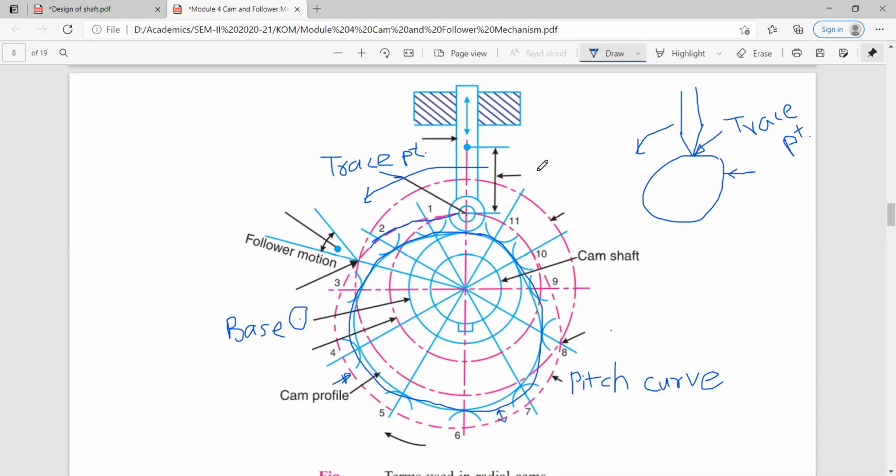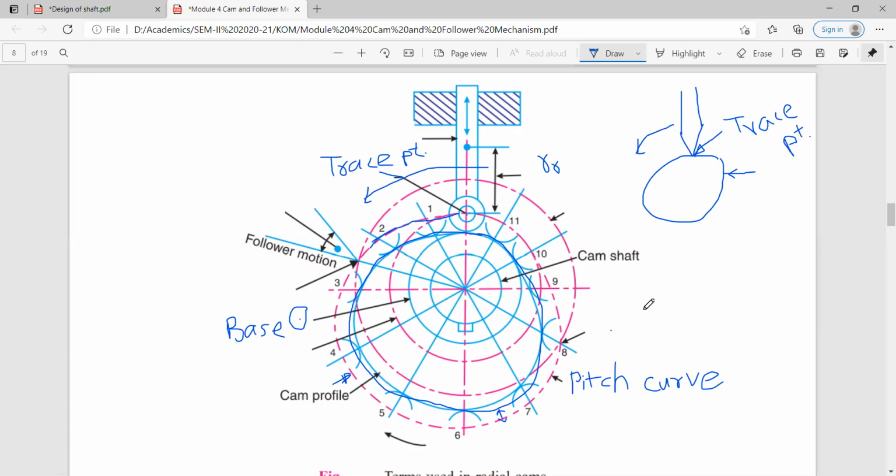Whatever the radius of the roller is, sorry, the radius of the roller, that is the gap between these two, the pitch curve and the cam profile.